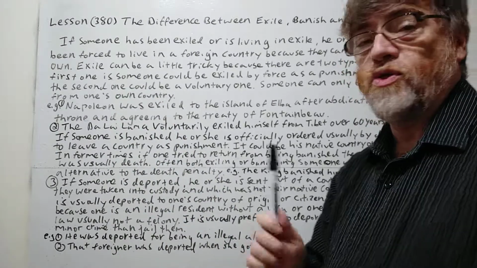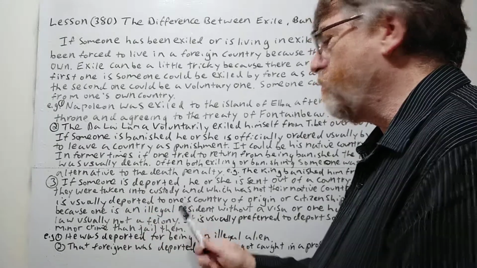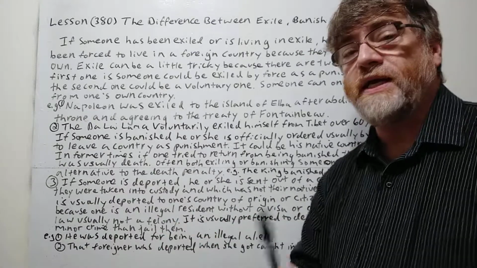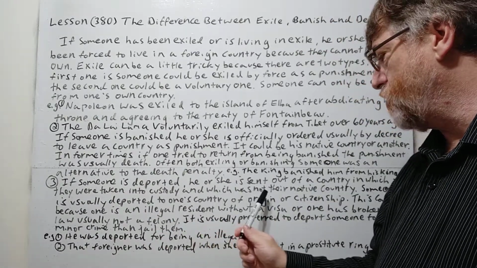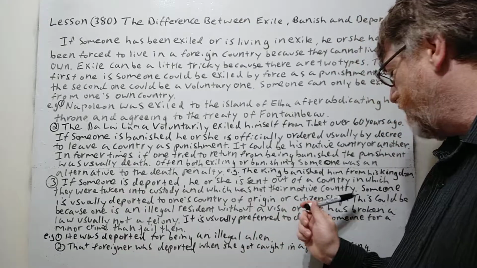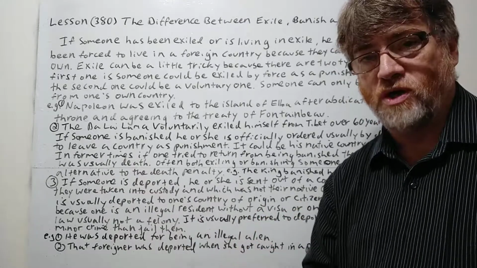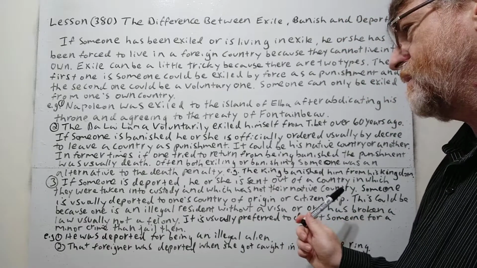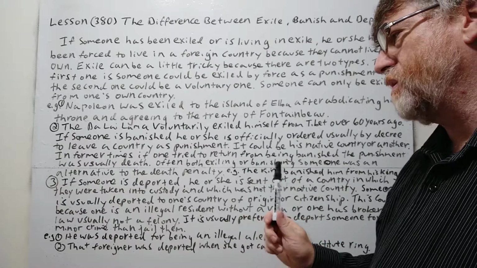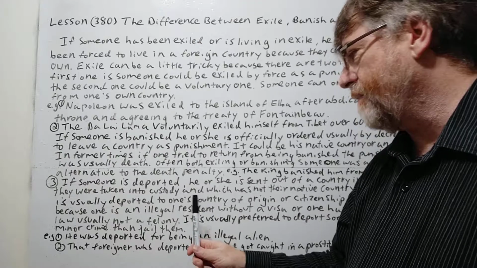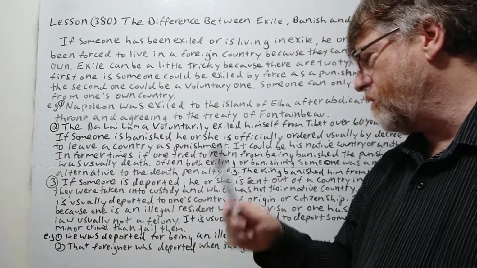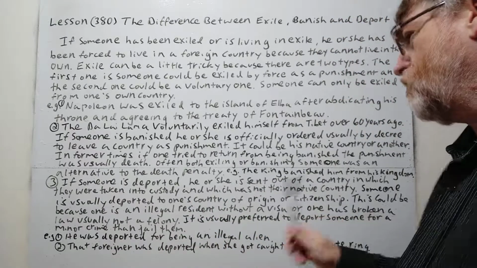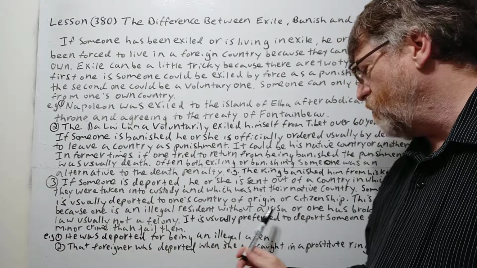All right, and now the third one, of course. If someone is deported, he or she is sent out of a country in which they were taken into custody, and which was not their native country. Yeah, so you can't be deported from your own country, or the one that you are a citizen of. Someone who is deported is usually deported because maybe they're an illegal alien. Okay. Yes, this could be because he is an illegal resident without a visa.